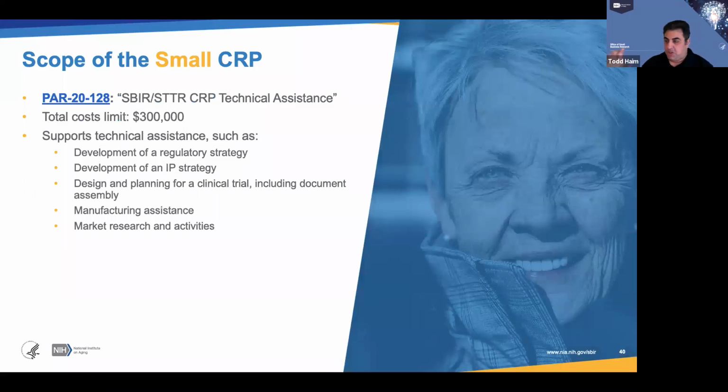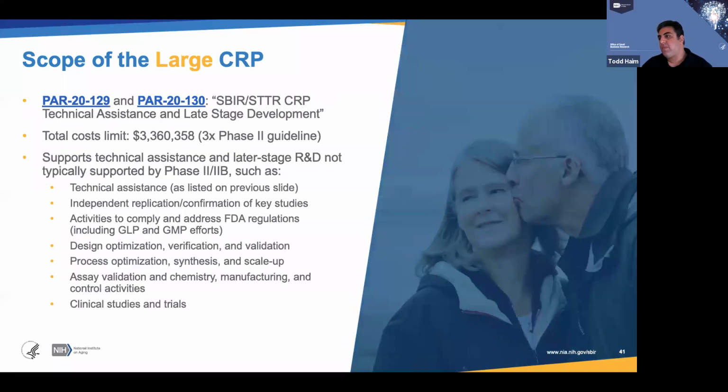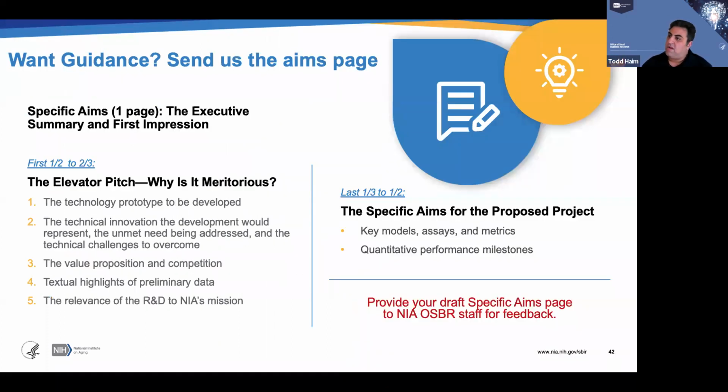There's actually two. There's a small CRP that pays for just those technical assistance type activities I mentioned. And then there's a large CRP. Next slide. Scope of the large CRP, Part 20-129 and Part 20-130. That allows for those costs as well as research and development related activities. And that's the one that's just over $3.3 million. Next slide.